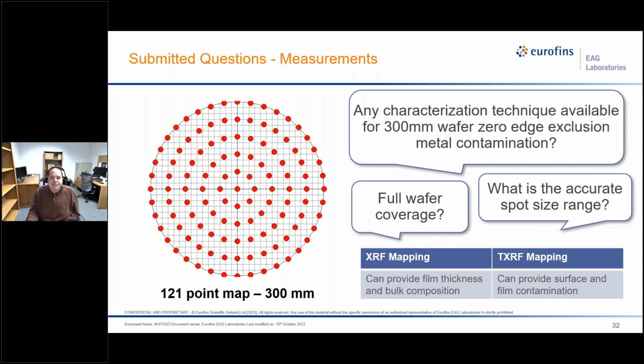But yeah, so on the left is a scale map of what a 121-point map would look like on a 12-inch wafer. And the red dots are to scale with our spot size of 1 centimeter. And I'm happy to say too that with our instrument, we can provide 0 edge exclusion for 200 millimeter and 300 millimeter wafers. So we can measure and map right up to the edge of these samples.